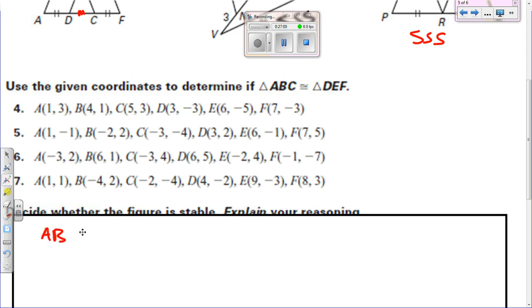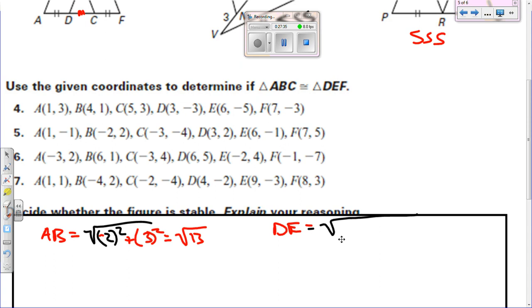Number 4. AB and DE got to relate to each other. So AB equals 1 minus 3, negative 2 squared, plus 4 minus 1 squared, which is 3 squared. This gives you the square root of 13.